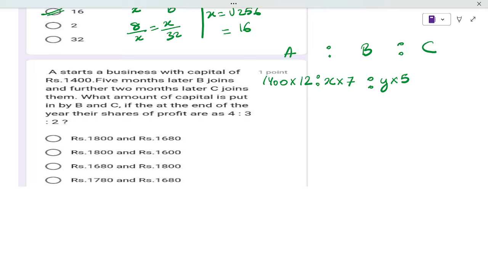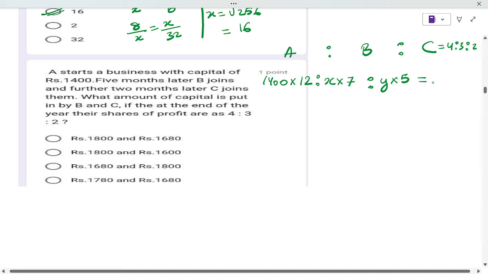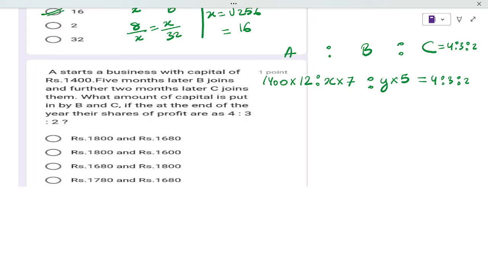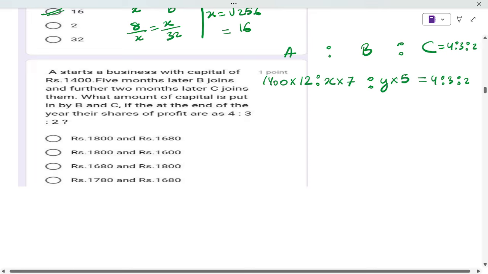Alright. Now the ratio is 4:3:2. So 1400 into 12 is equivalent to 4, x into 7 is equivalent to 3, y into 5 is equivalent to 2. So from the ratio we can compare the profit share of A and B also.